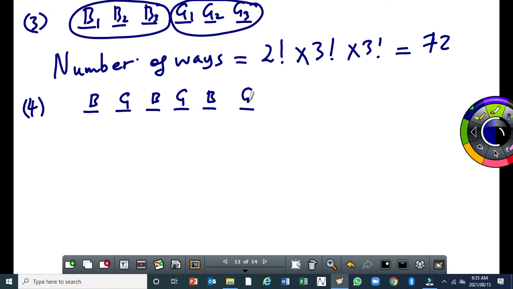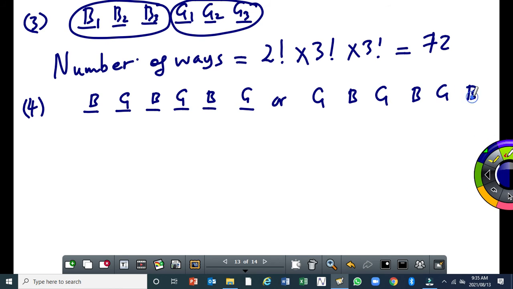You agree with me there? Then another case would be a girl, a boy, a girl, a boy, a girl, and then a boy. So the question is, if they are going to alternate, how many ways are there?